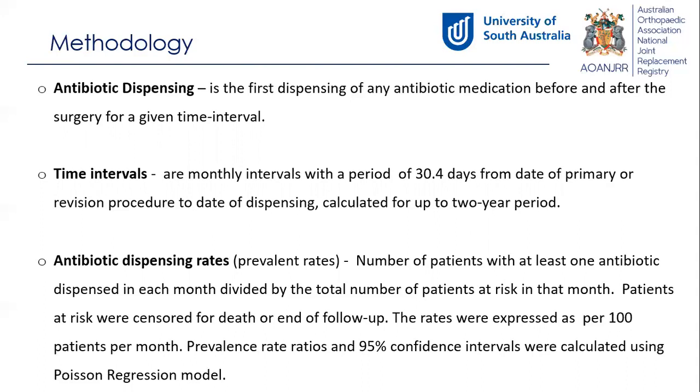Third is the prevalence rates, or the antibiotic dispensing rates. These are the number of patients with at least one antibiotic dispensed in each month, divided by the total number of patients at risk in that month. The patients at risk were censored for death and end of follow-up. These rates were expressed as per 100 patients per month, and we also calculated the prevalence rate ratios and their confidence intervals using the Poisson model.